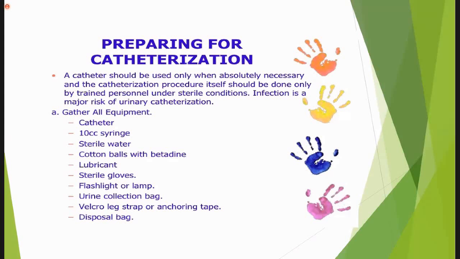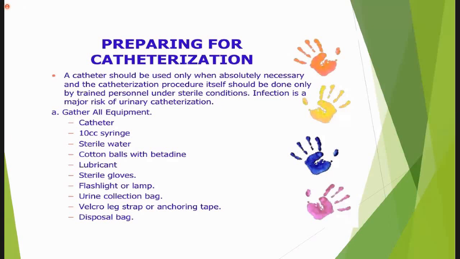When you pass the urinary catheter, you have to gather the equipment. Which equipment will you need? That is the catheter. If the patient is a child, you can use catheter size number 8 to 10. If the patient is an adult female, you can use a 14 to 16 French catheter. And if the patient is an adult male, you can use catheter size 20 to 22 French.